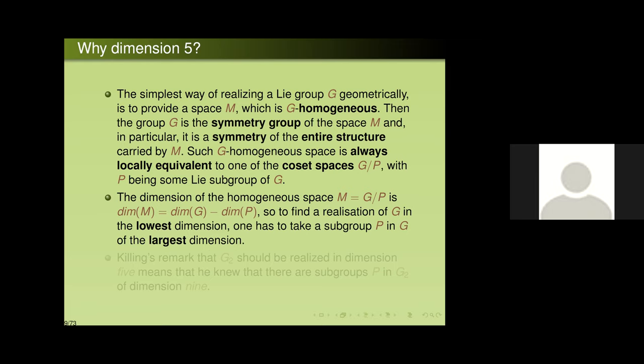So Killing's remark that G2 should be realized in dimension five means that he knew that there are subgroups in G2 of dimension nine. G2 is dimension 14. So if there is a homogeneous space of dimension five, there should be some subgroup of dimension nine in G2. So let me now pass to this.